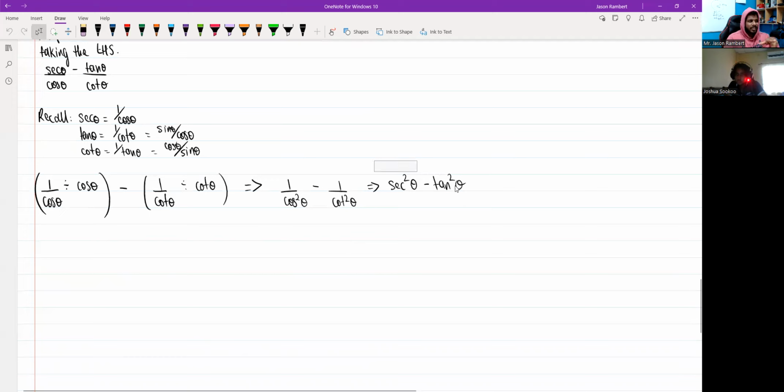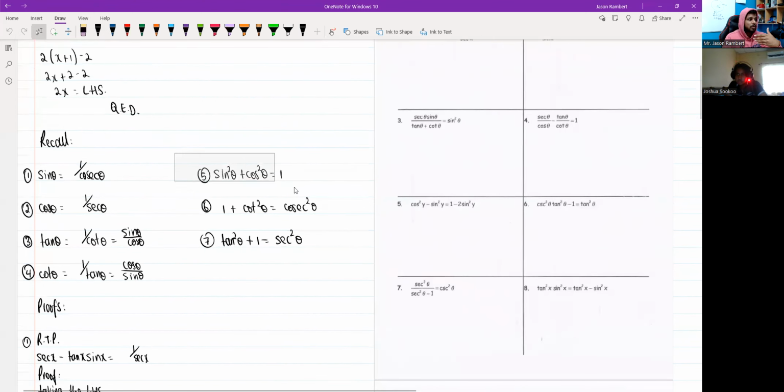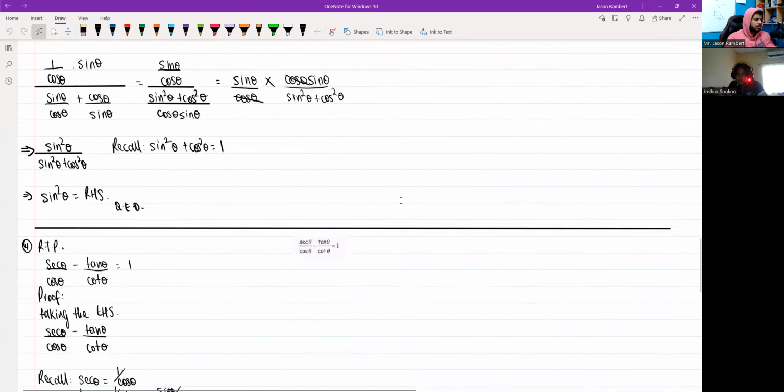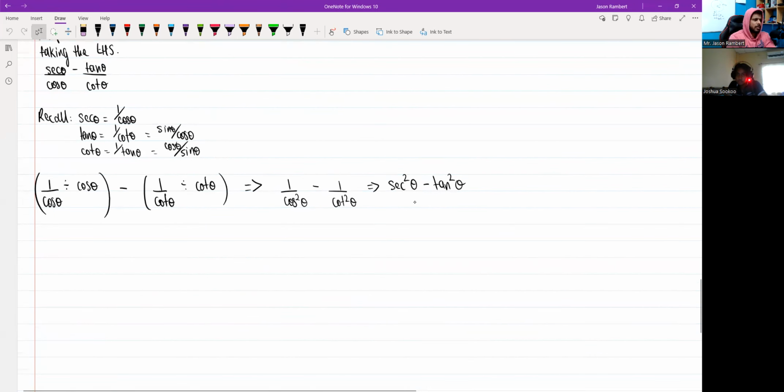It is 1, but I'm going to refrain from using it because it's not allowed to recall that identity. Instead, I'm going to change this in terms of sines and cosines, because that is the identity I am allowed to recall. Yes, I made one step forward and I'm making a step back, and it's okay. As you practice and get better, you will see where you are allowed to make the step forward without making a step back.